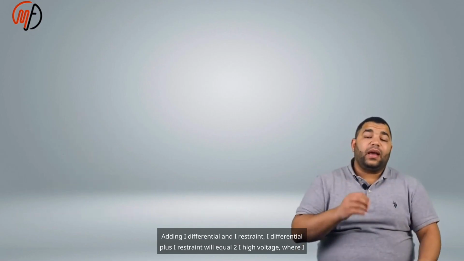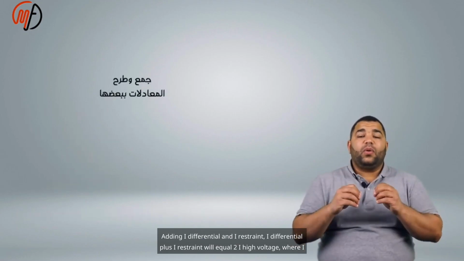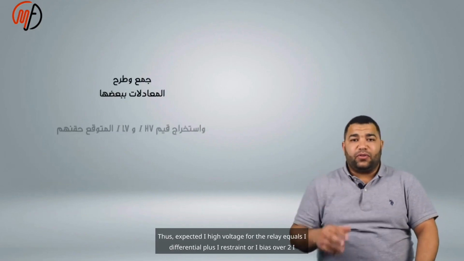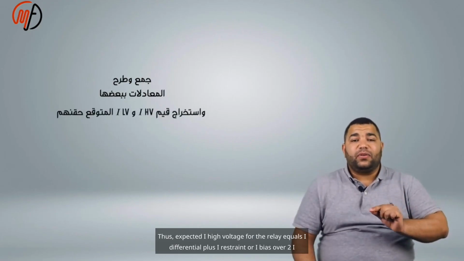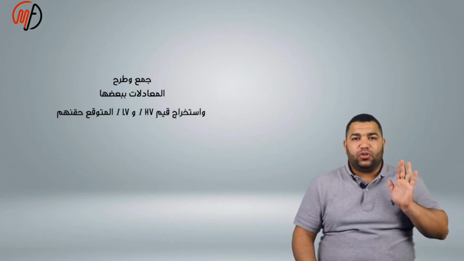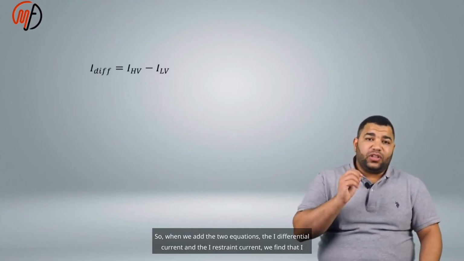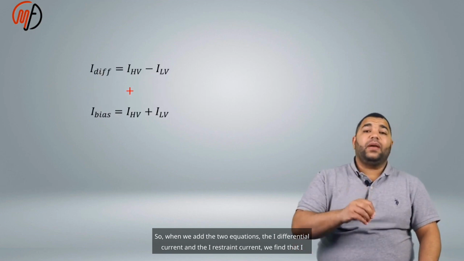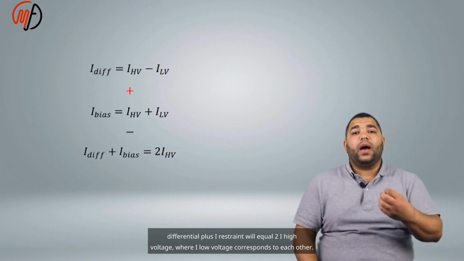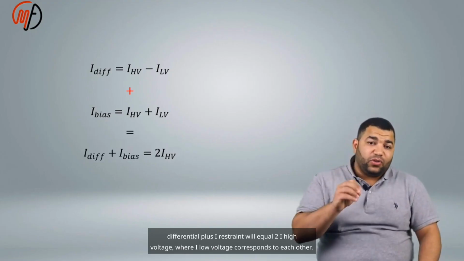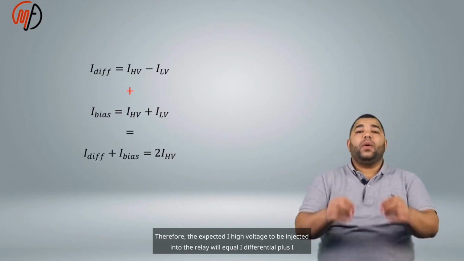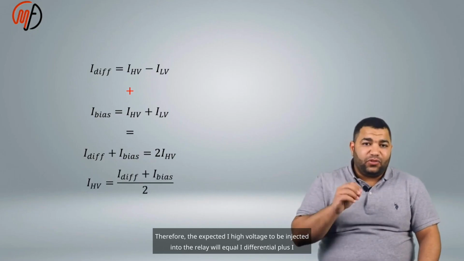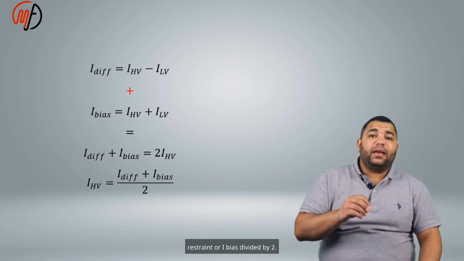Adding I differential and I restraint, I differential plus I restraint will equal 2 I high voltage. Thus, the expected I high voltage for the relay equals I differential plus I restraint over 2, or I bias over 2. So when we add the two equations, the I differential current and the I restraint current, we find that I differential plus I restraint equals 2 I high voltage. Therefore, the expected I high voltage to be injected into the relay will equal I differential plus I restraint, or I bias, divided by 2.